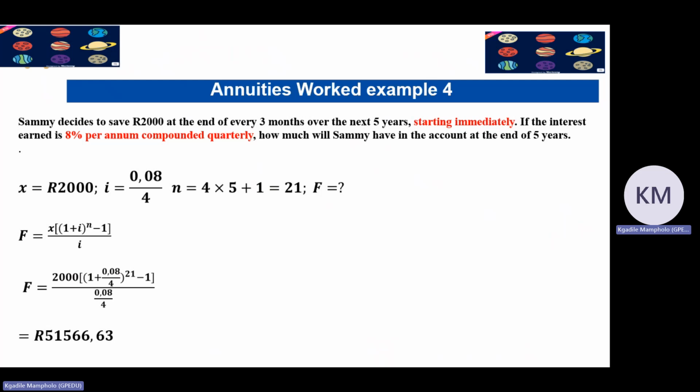This means that in the first quarter, which is 3 months, Semi paid at the beginning of the quarter and at the end of the quarter. Hence, we have 21 instead of 20. So then you substitute and get the answer. So it means Semi will have 51,566 rand 66 cents.